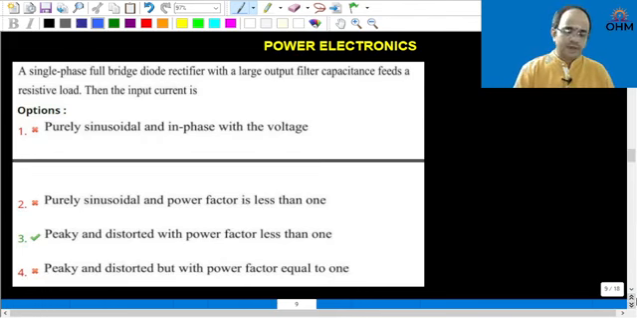If you have an idea of the waveform, you can say that because of the capacitive load, the capacitor at the load side, of course acting as a filter also, the source current will have a peaky nature, and it is not a pure sinusoid but distorted. Whenever the waveform is distorted, obviously its power factor will be reduced to less than 1. Therefore the correct answer is: the input current waveform is peaky in nature and distorted with the power factor less than 1. Third option.